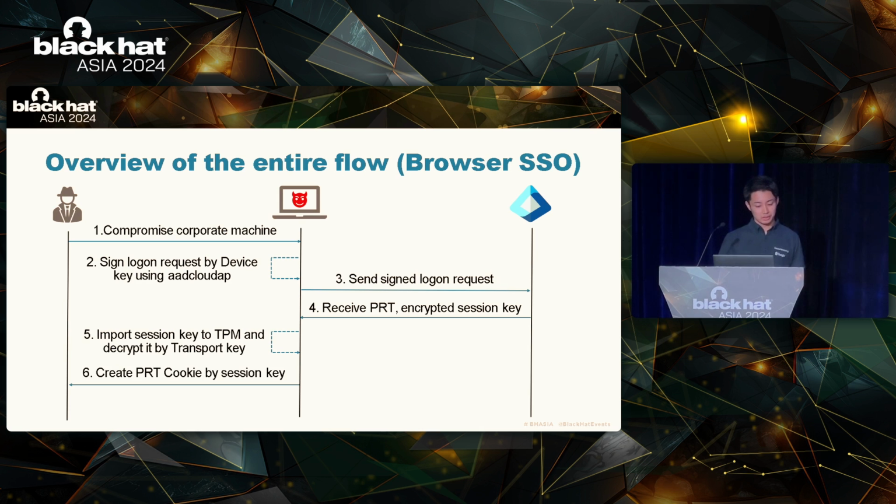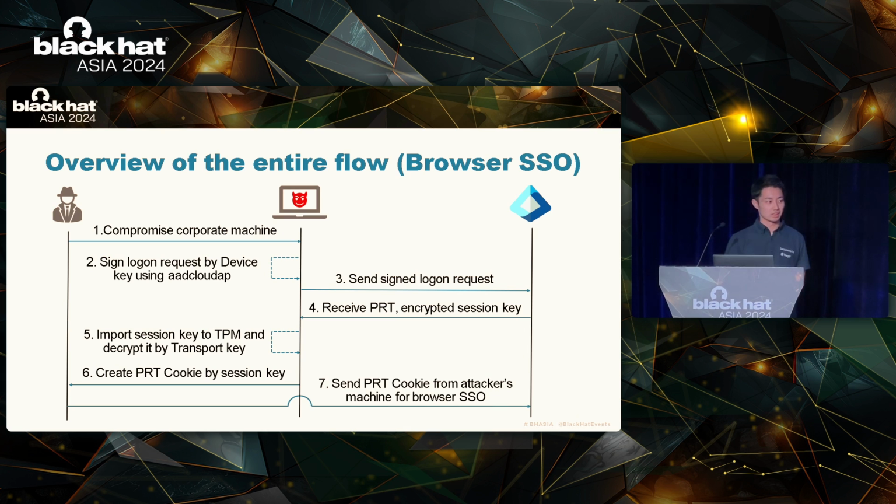Then you can sign the PRT with it, and you can create a PRT cookie. And if attackers get the generated PRT cookie with this approach, attackers can pivot to the cloud as a user of the PRT cookie, bypassing the device-based conditional access. So with this approach, now we can gain browser-based single sign-on access.